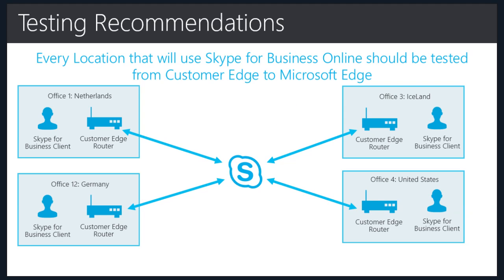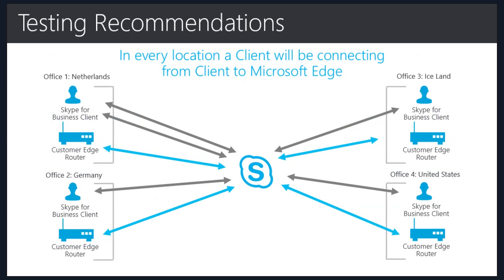So these are the things we test. Every location should be tested between the customer edge and the Microsoft Edge. We should also add a test between each Skype for Business client and the Microsoft Edge. If you've got clients in multiple network segments, for instance in the Netherlands, where we have clients on both the wired and the wireless network, we would test both network segments. Germany, United States, and Iceland all have only one network segment for their clients. They will be using real laptops that would be used in their actual deployment as well. This will also test the network drivers at the same time.